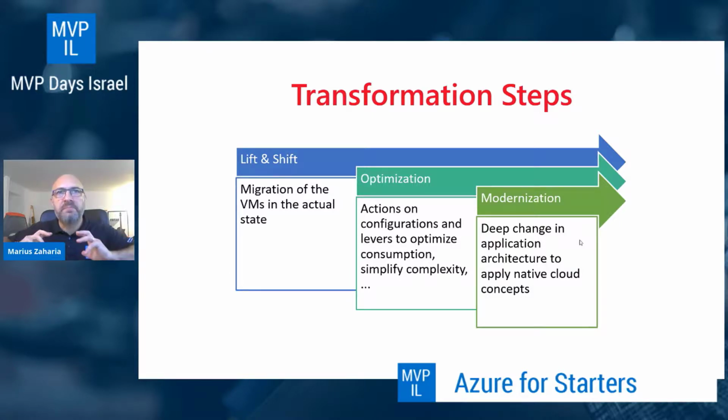The second one is to optimize this IaaS in order to have good scalability, automatic scaling, consumption, to simplify some complexity, to automate deployments, monitoring, things like that. There are many things that can be done. And the last point here is the modernization, which lets you make deep changes in the architecture in order to apply directly native cloud services and native cloud concepts.